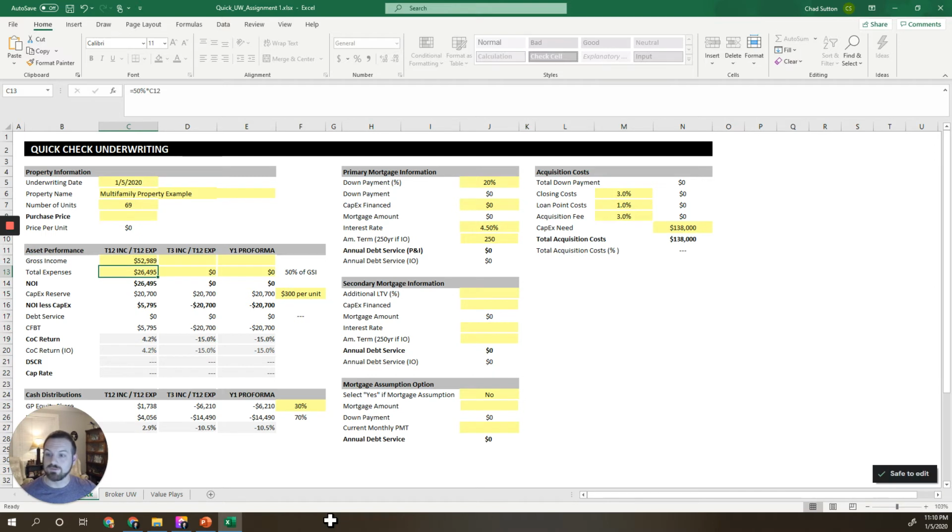Now, oops, what did I do wrong? The rent roll is a monthly number. We value properties in annual numbers. So we need to multiply this number by 12. So it looks like my property is throwing off about $635,000 every year.